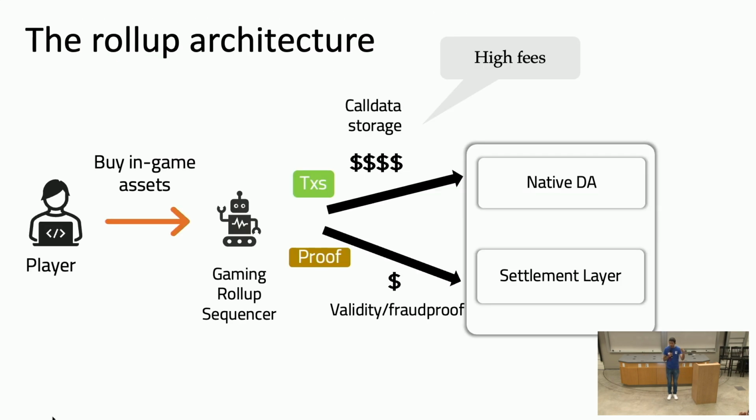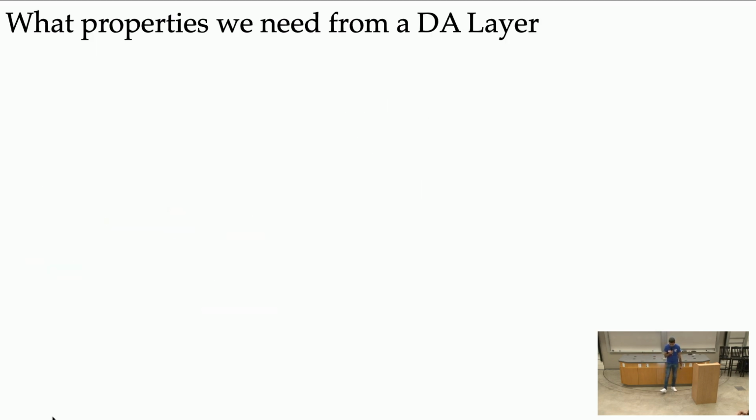Okay, so how do we solve this problem? You can solve this problem by constructing a new data availability layer, which has a bunch of properties that will help solve these congestion problems.